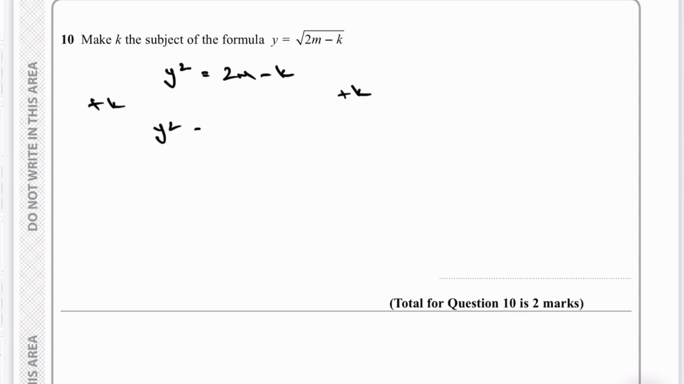And I'm going to get y squared, I beg your pardon, I'm going to get y squared plus k equals 2m. Okay, and therefore if I then take my y squared to the other side, I'm going to get k on its own, which is exactly what I'm looking for. So therefore, to answer the question, k equals 2m minus y squared, and that would be the answer to question number 10. Okay, let's move on then to question number 11.